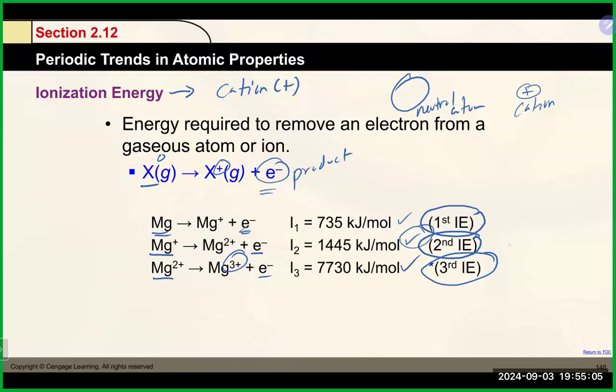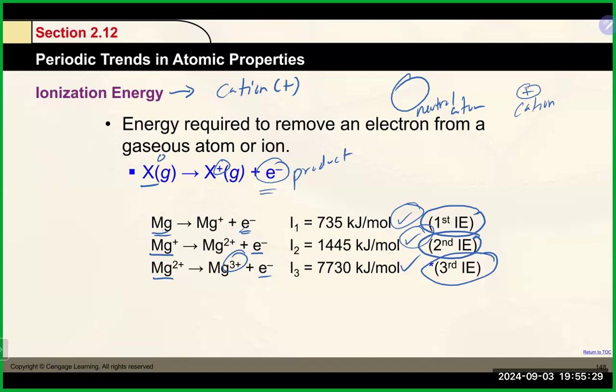The third one takes even more energy, right? We're now at about 10 times the amount of energy needed to remove the first electron. We're at 7,700 for magnesium. So in terms of first ionization energy to second to third, the amount of energy increases every time you try to take off an electron, because you're making the ion smaller and smaller.